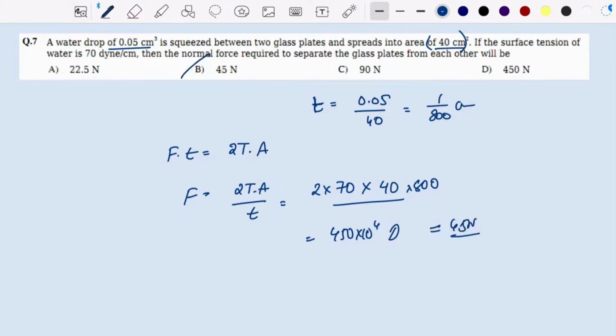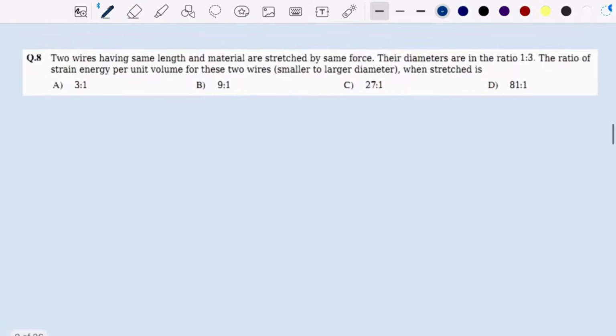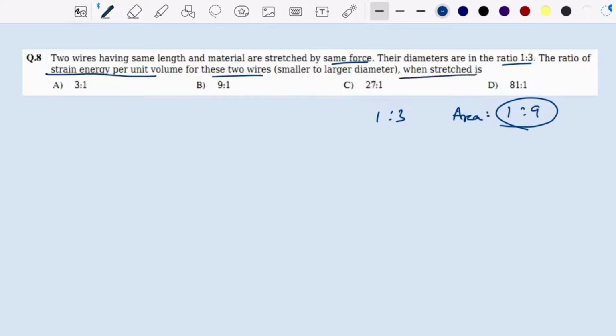Two wires of the same material are stretched by the same force. Diameters are in the ratio of 1:3, which means area is in the ratio of 1:9. The ratio of strain energy per unit volume for these two wires, when they are stretched by the same force. So force is same. Stress will be in the ratio of 9:1 because area is in this ratio. And energy stored per unit volume is always defined as half into stress square by Young's modulus. So I'll get 9 square is to 1 square, which is 81:1. Next.